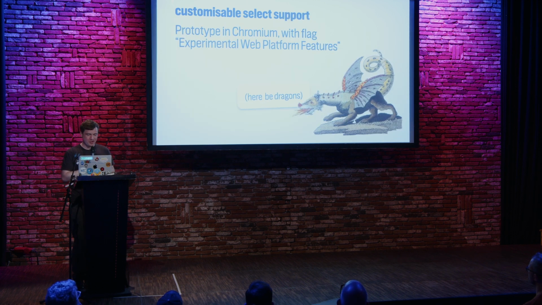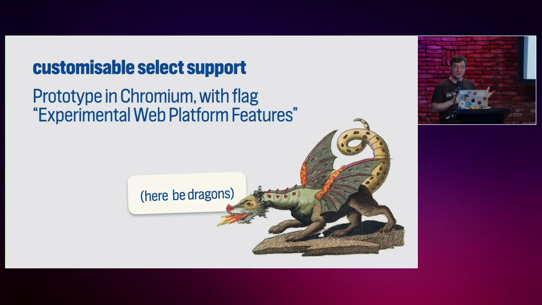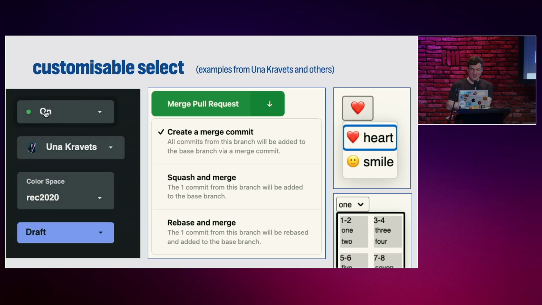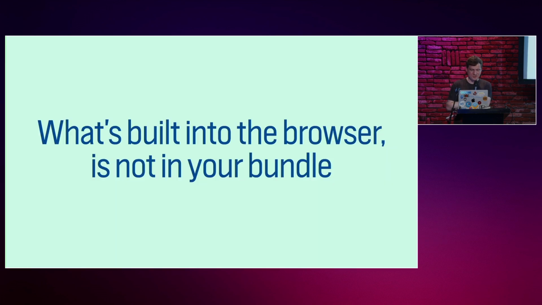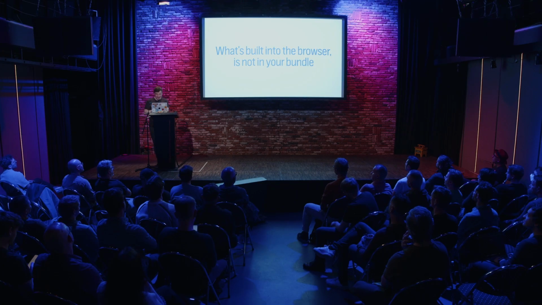There is support in Chromium with the experimental web platform features flag turned on. But note that there will be dragons there, like I found out this morning when I was going to do that demo. So it's not entirely working yet, but you can play around with it and give us feedback as well. Because yeah, this is hard to build. It breaks some assumptions about how the web is supposed to work, which is why we're really careful rolling it out and making sure it's accessible by default. So yeah, what's built into the browser is not in your bundle, and that's my 5 minutes.